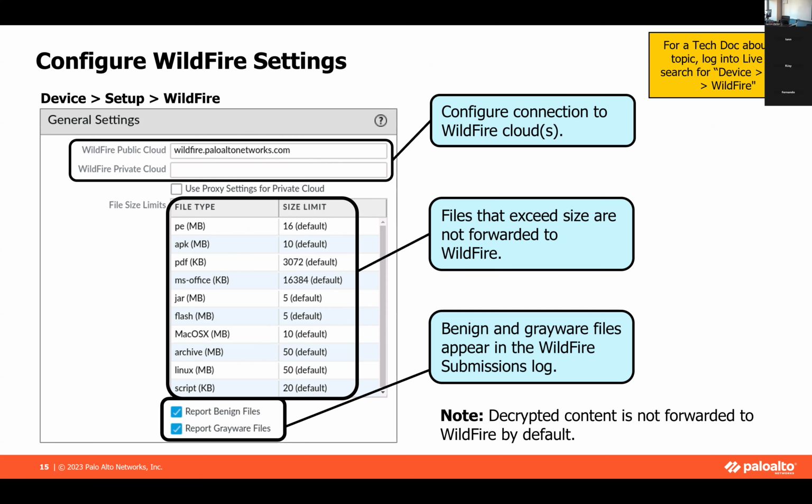All right. So for example, a PDF is pretty much capped at just outside 3 meg. So if it's a bigger than 3 meg PDF, it's not going to send it, right? So you may want to adjust some of those as you go through. Benign and grayware files are going to appear in the Wildfire submission log. That's what's handy about that, is you can go in and see in the Wildfire logs what's actually getting submitted up, right? And you can always delete those, remove those, whatever you choose to do. Any decrypted content is not forwarded to Wildfire by default. So if we have encryption turned on, it's not going to automatically send it to Wildfire. You would have to force it to go that way.